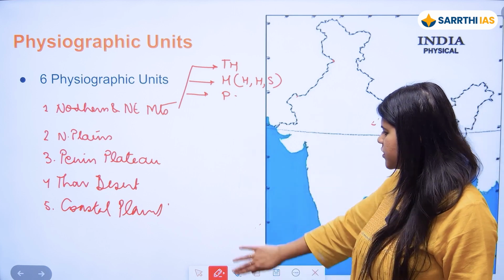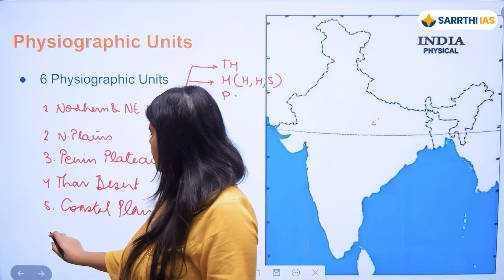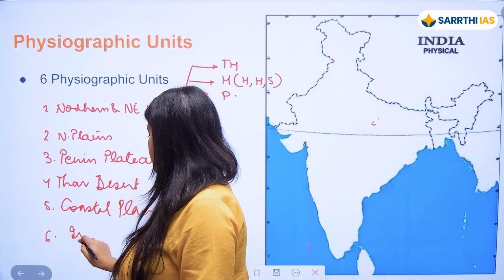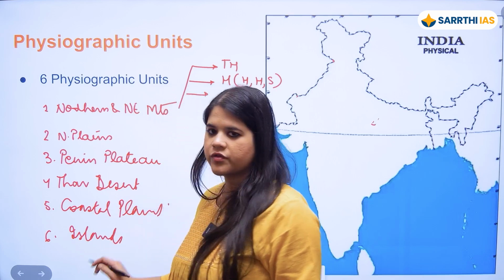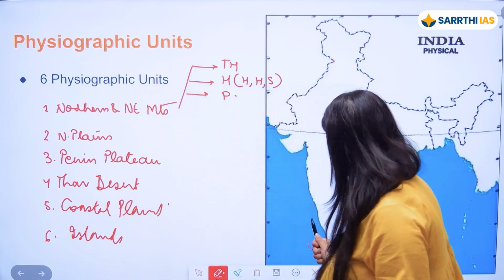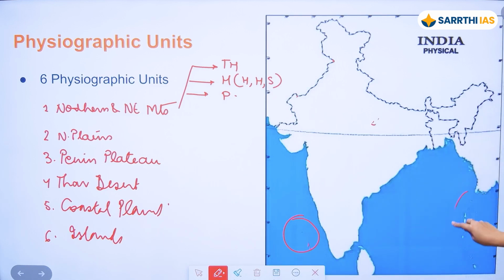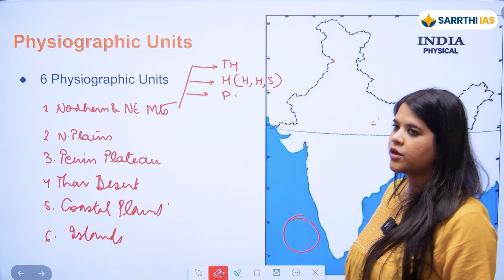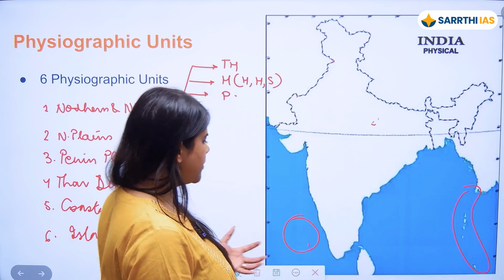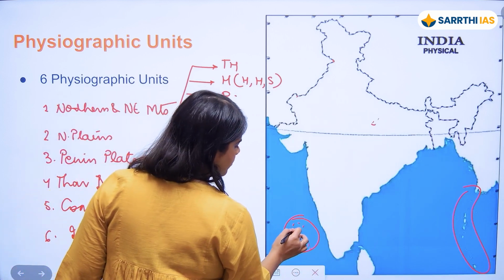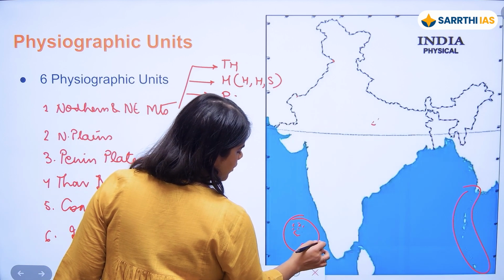Then the sixth physiographic unit of India includes the islands of the country. Of course, we have here the Lakshadweep Islands, and here we have the Andaman and Nicobar Islands. In the Lakshadweep Islands, we have most of the islands together, and Minicoy is separate.